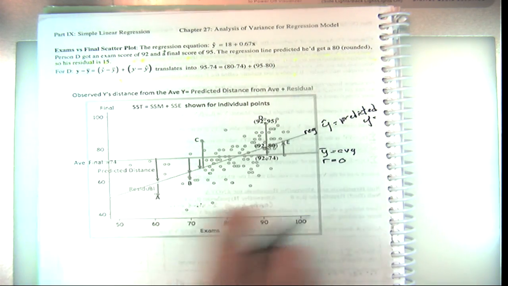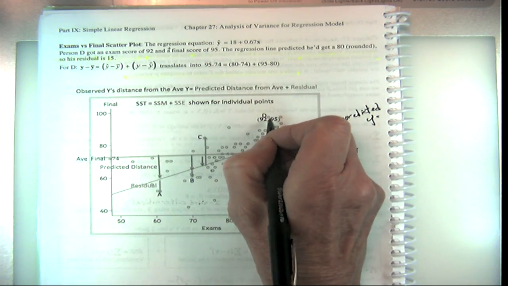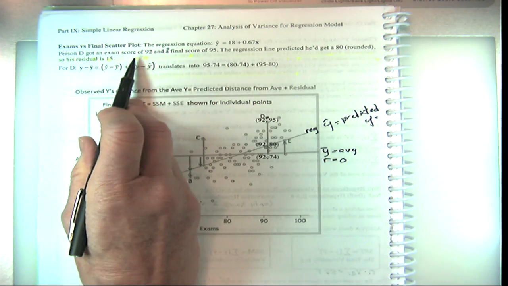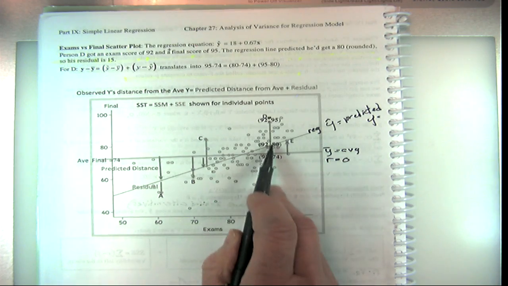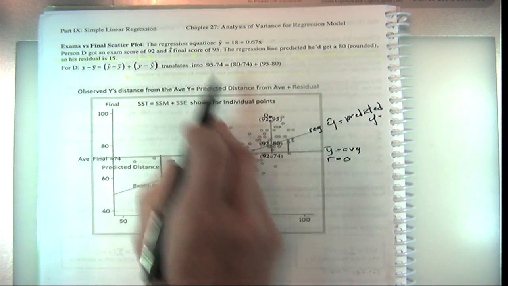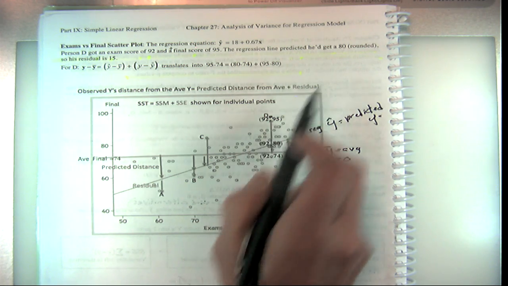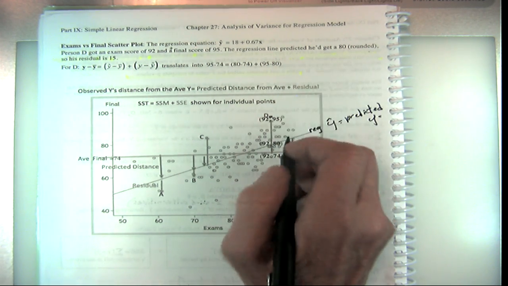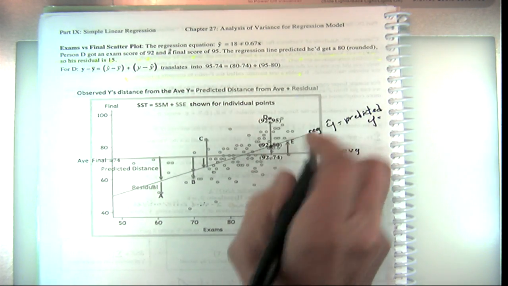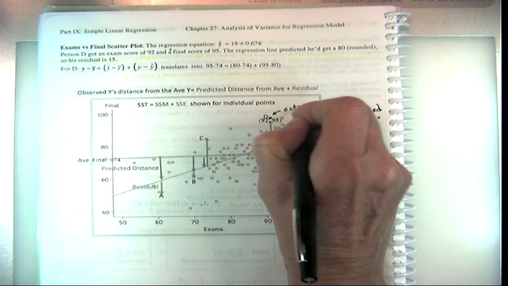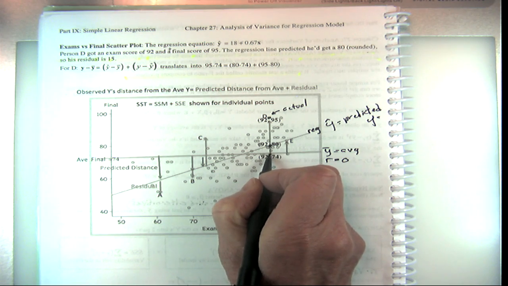And then these points are just the y's, right? So we can focus on this point here, D. So person D got an exam score of 92, and then a final score of 95. So that's that person's point. And the regression line predicted he'd get an 80. So there's his y hat right there. This is his y actual. That's his predicted.